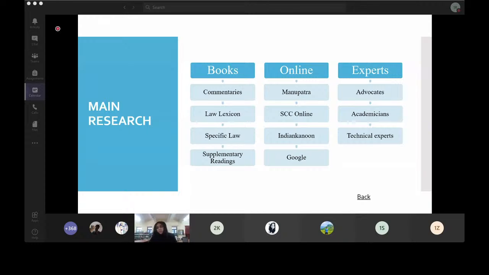The last one is the experts. Well, you can approach experts, academicians, technical experts. One of our moots was on data privacy. One of our faculty helped us get in touch with an expert on data privacy. We went, met him. He gave us a different perspective, which we included in our memorandum, and you can always use that. So this was about the main research.